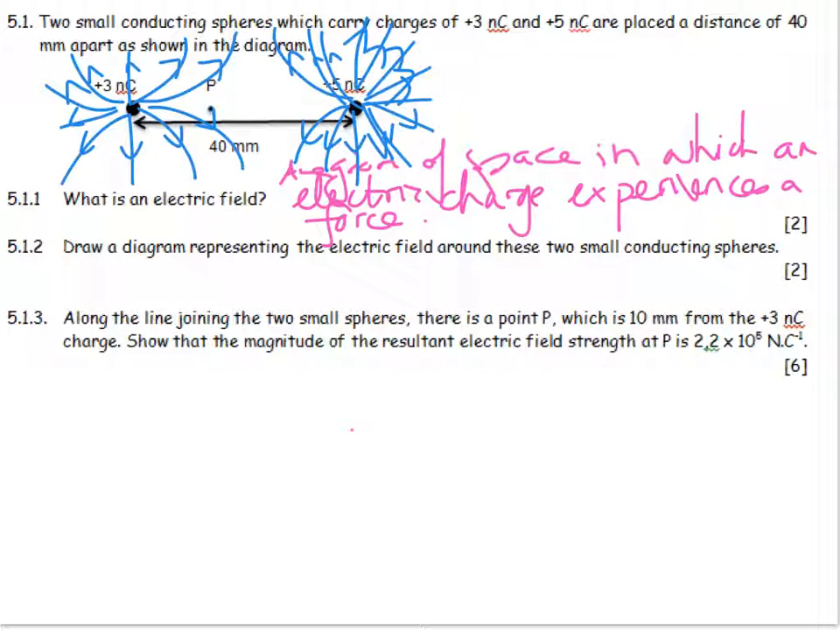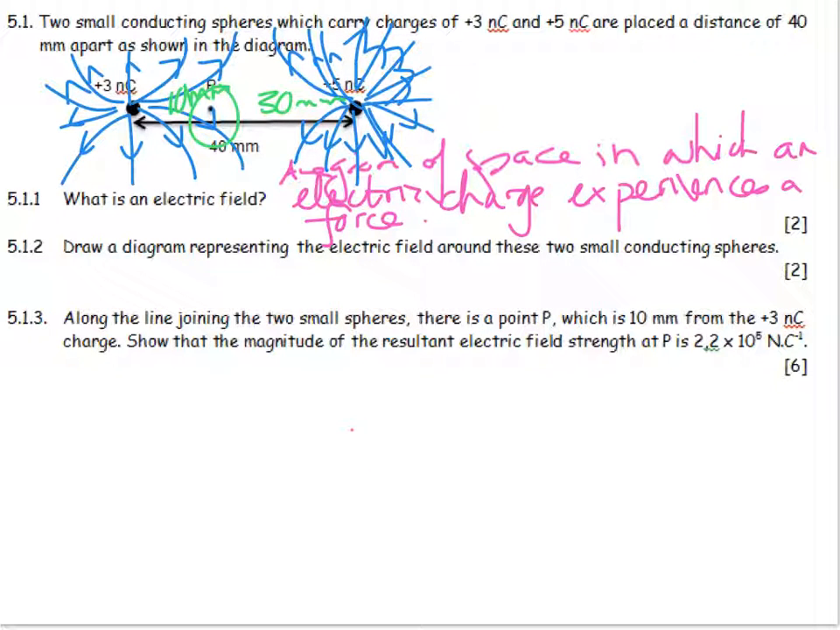Along the line joining the two small spheres, there's a point P, which is 10 millimeters from the plus 3. So this is 10 millimeters. We've been told that they are 40 millimeters apart, so this is 30 millimeters. Show that the magnitude of the resultant electric field is.